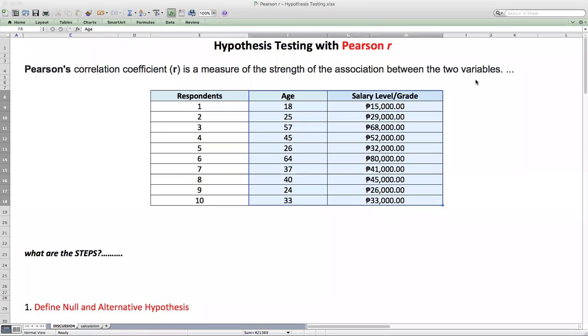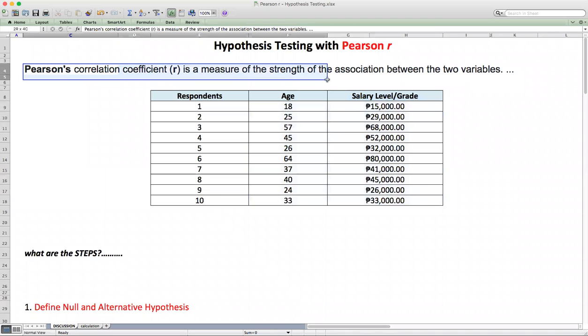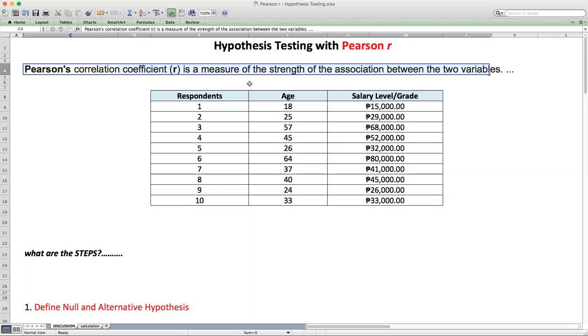Good day to all the students and educators alike who would like to know how to use Pearson R as a way of hypothesis testing. So, what is Pearson's correlation coefficient? It is a measure of the strength of the association between the two variables.